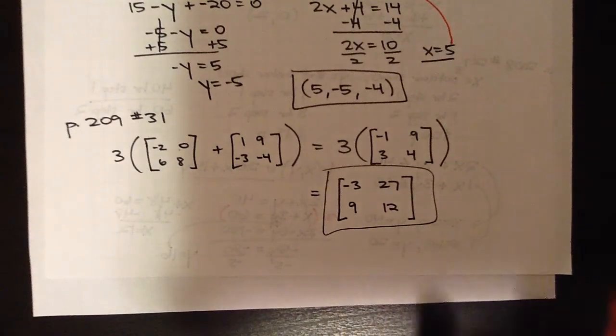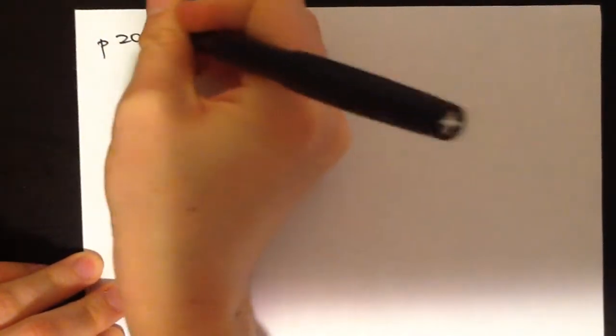So the next one I'm going to do is 35, just down on the bottom of that page. Let's see. Okay, so also on page 209, we're going to do number 35. So this is matrix multiplication. So let's write this out.